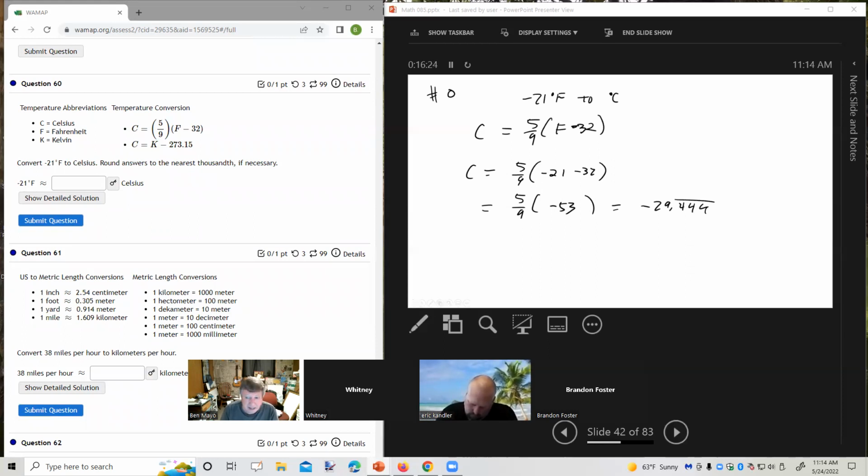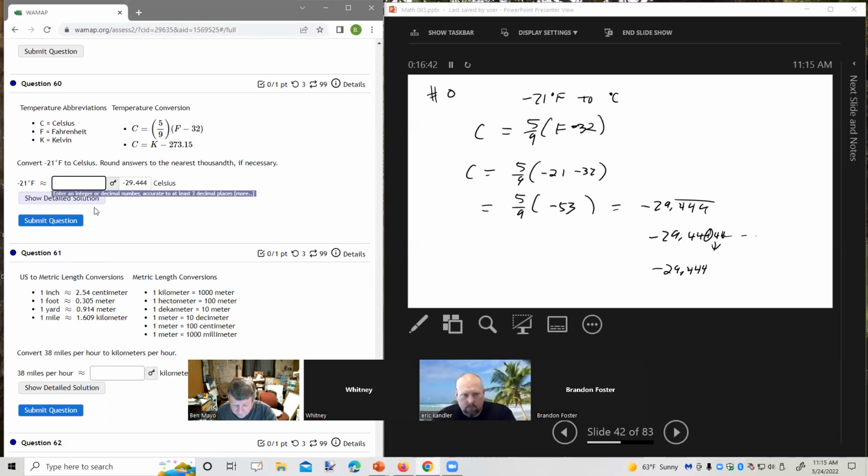Okay, round to nearest thousandth if necessary. So this keeps going. This would be your thousandth column. This would round down. So you'd have that. Let's see if they did that or if they did it as a fraction. Oh, they did it. Okay. Negative 29.444.